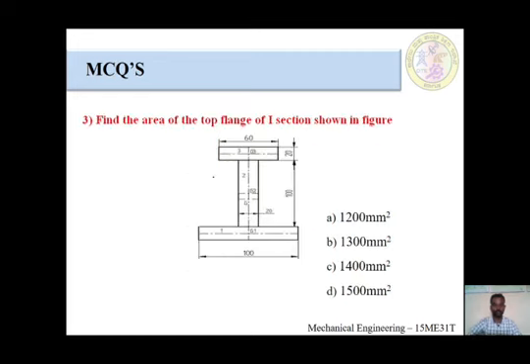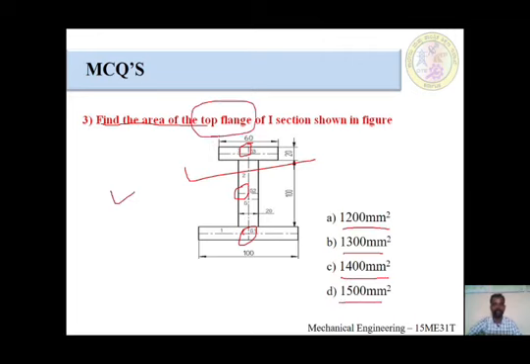Right, this would be the third question. This is a very simple question. Find out the area of top flange. They have asked only the area of top flange of the I section shown in the figure. This is top flange, this is web, this is bottom flange. The first option is 1200 millimeter square, second option is 1300 millimeter square, third is 1400 millimeter square, fourth option is 1500 millimeter square. Answer carefully. They have asked only top flange. Choose any one of four options.